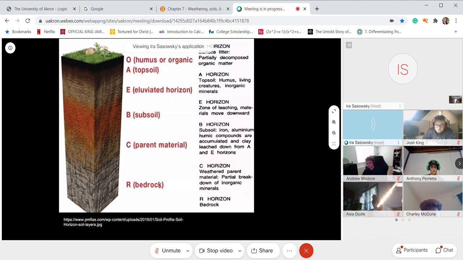Below that, the C horizon is weathered parent material. So it's partially broken down minerals, and it's not solid bedrock. And then finally, the R horizon is the bedrock that's underneath. My wife is a soil scientist, and one day I asked her, how do you know when you're at the R horizon? And she said, you can't dig anymore with your shovel. That's the way that they separate it out. Questions about these horizons?